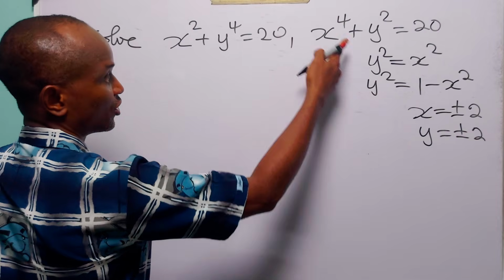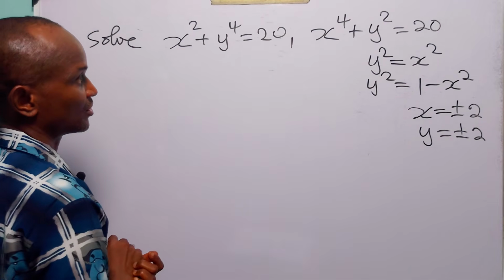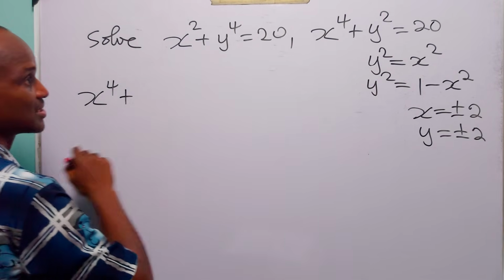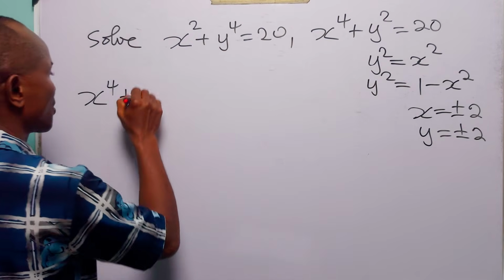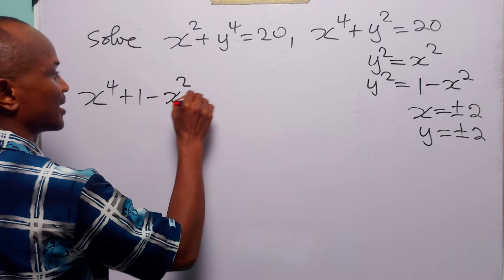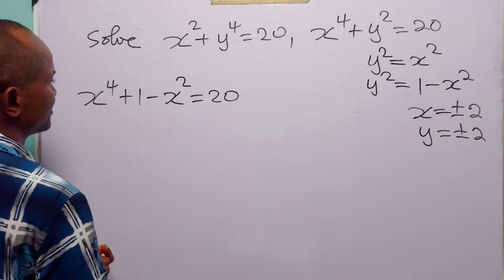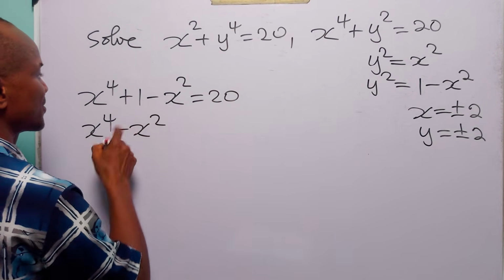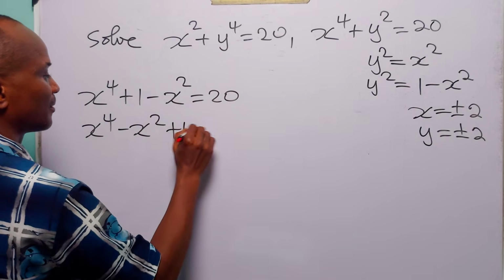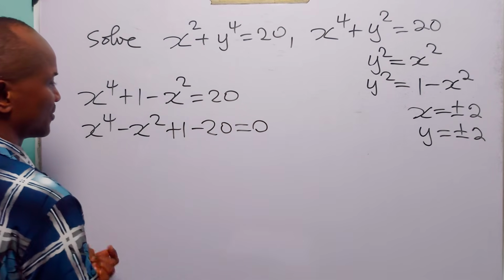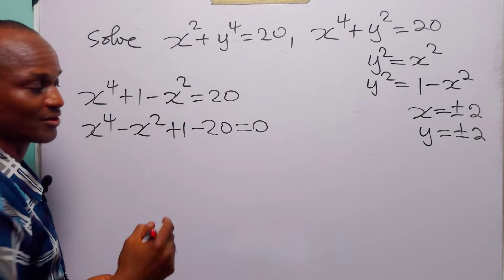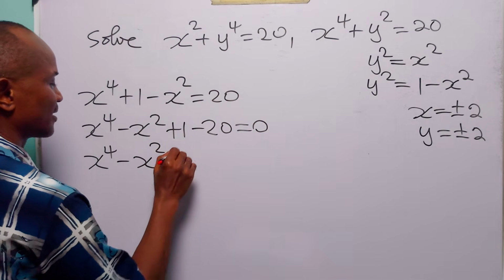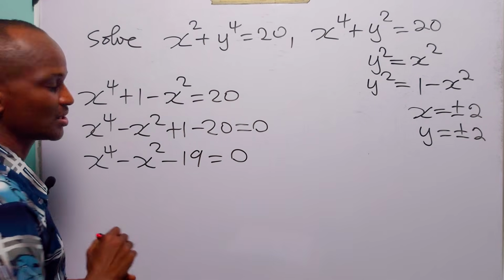Now with the second condition, once more we go back to the second equation. We have x to the power 4 plus, instead of y squared, we now have 1 minus x squared. This is equal to 20. Rearranging this equation, we have x to the power 4 minus x squared plus 1 minus 20 is equal to 0. 1 minus 20 is minus 19. So we have x to the power 4 minus x squared minus 19 is equal to 0.